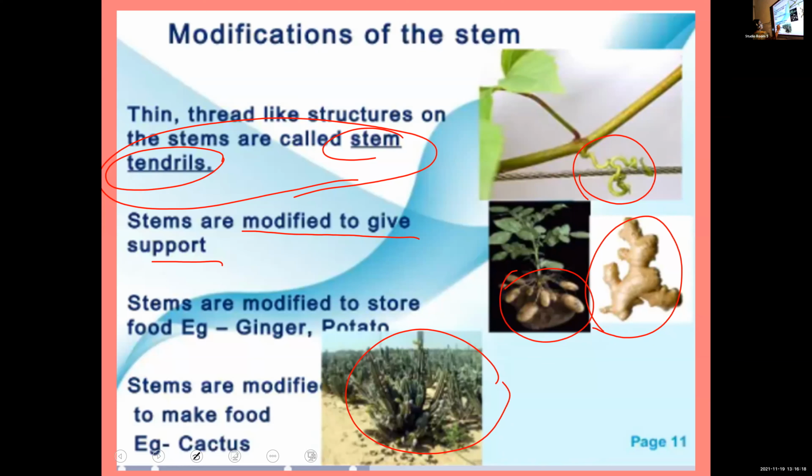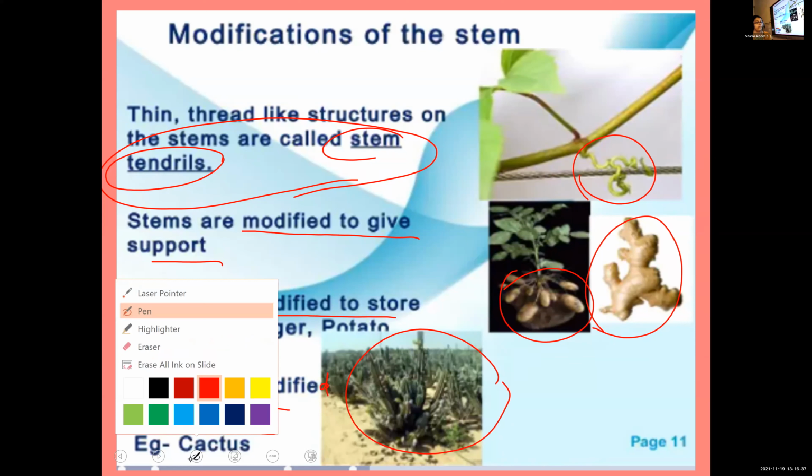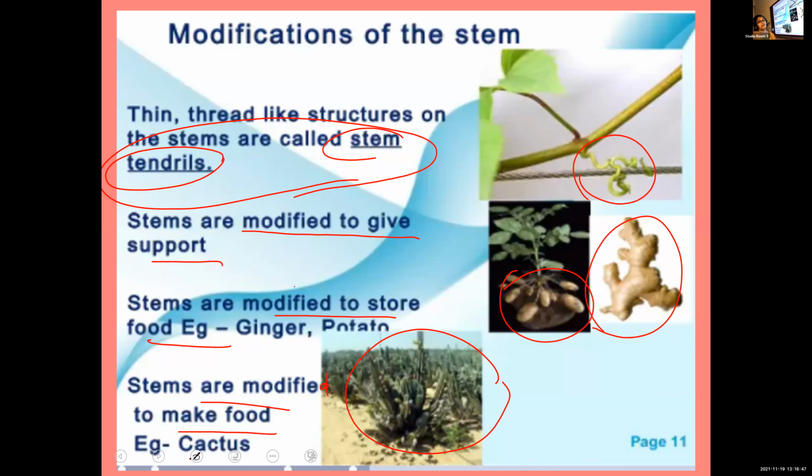Stems are modified to store food. Third one, for example ginger, potato, garlic, groundnut, all that. And the last one, stems are modified to make food. For cactus, there are no leaves. They have only thorns and the stem. The thorns are the spines. We already told that the leaves turn into spines. So the stem is mainly used for storing food.